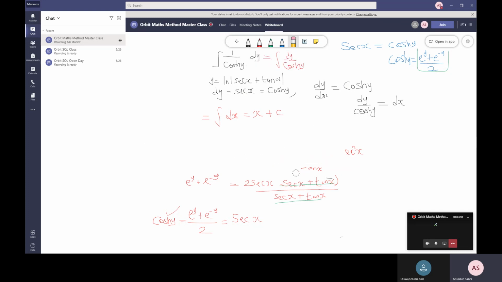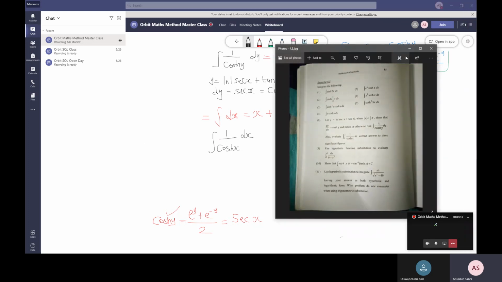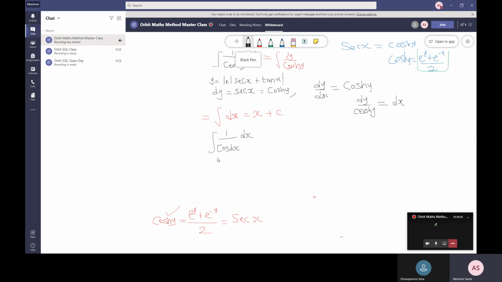So in this case, there's no stress, you know, there's no stress. So we are going to integrate 1 over cos x dx from the interval 1 to 2. You know, the first case they give you is 1 over cos y dy. So there's still no stress.